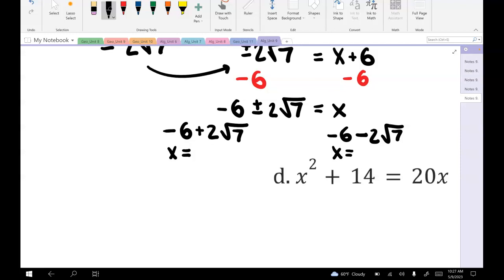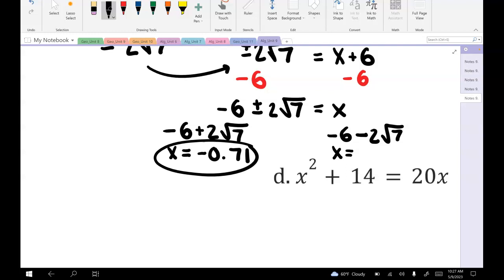Now I'll grab my calculator and do that. So I'm going to type it in exactly as I see it. Let your calculator do the work for you. So negative 6 plus 2 square root of 7. We get about negative 0.71. We'll say we round to the 100th, so negative 0.71 is one of our answers for x.